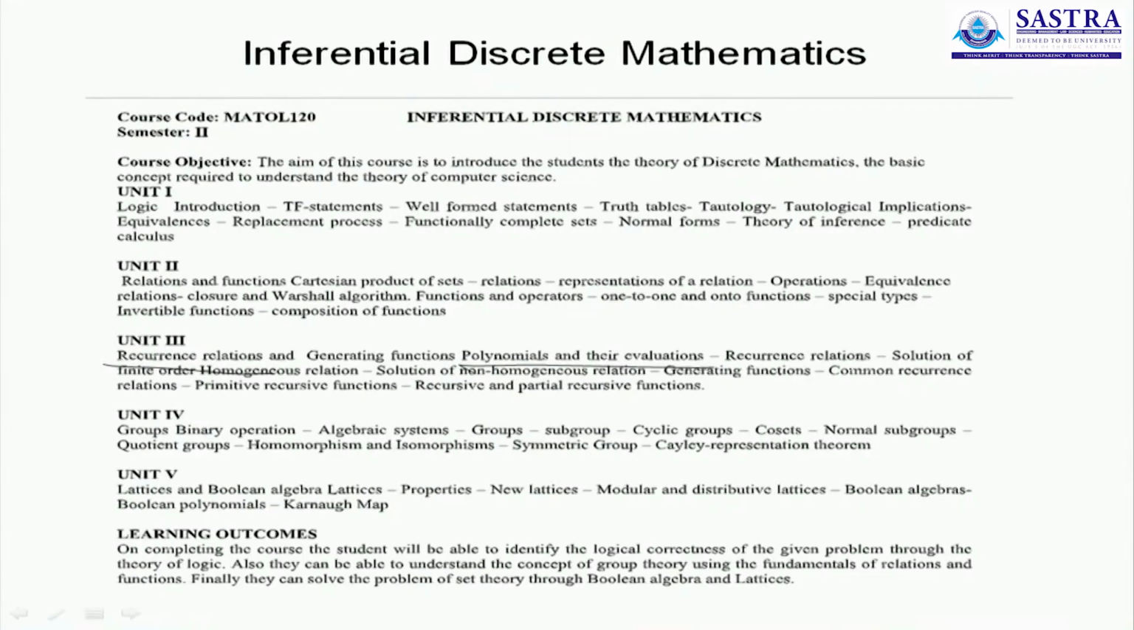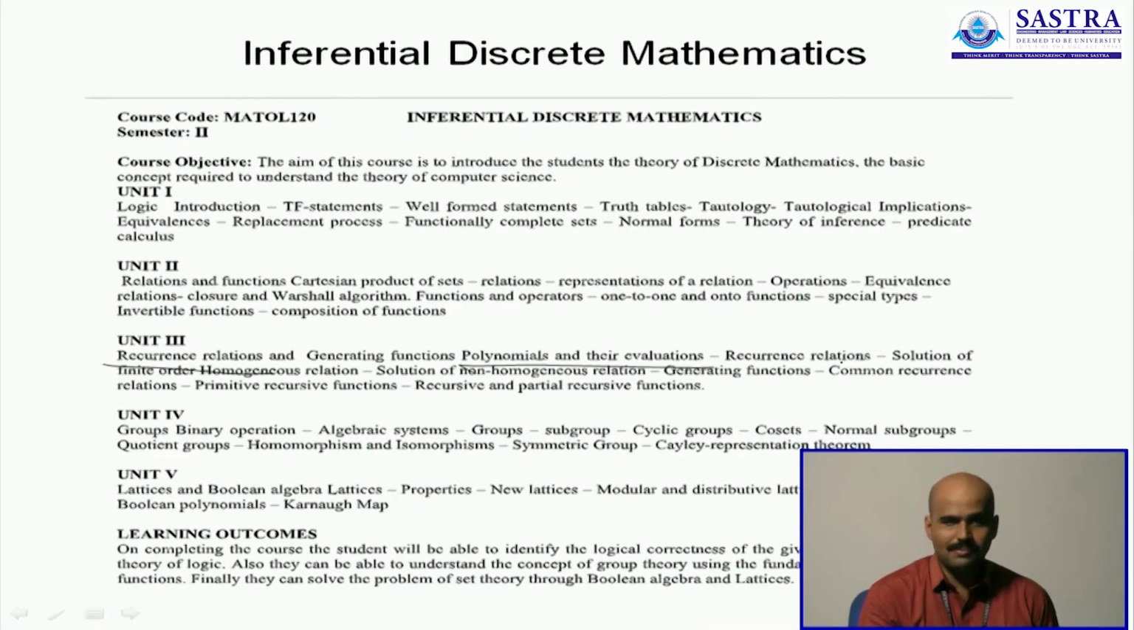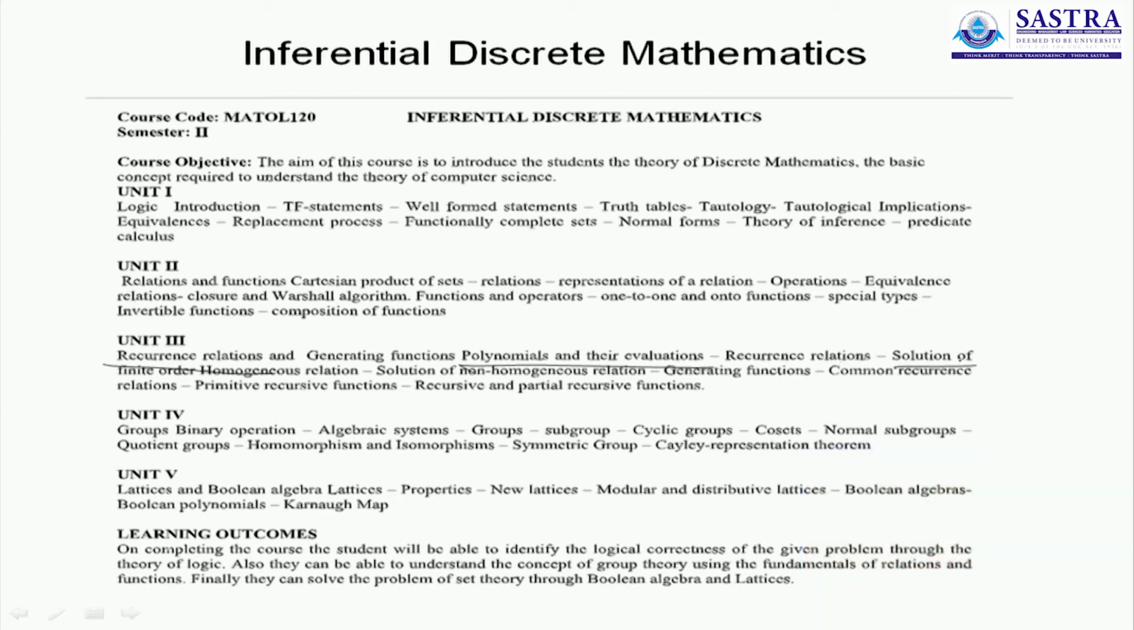Today we will move ahead and discuss a few topics from the third unit. This unit, according to your syllabus, will cover topics such as recurrence relations, how to evaluate polynomials, how to characterize a recurrence relation based on order and nature, how to solve a recurrence relation using two different methods, one by determining its equation and the other by generating functions.